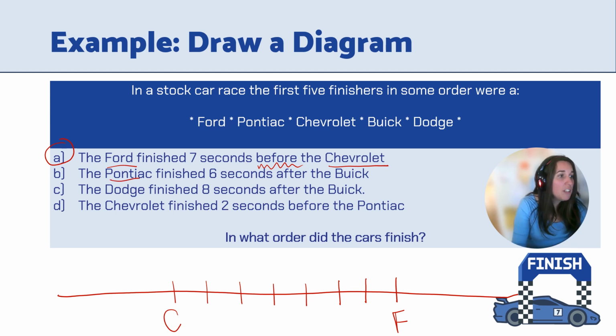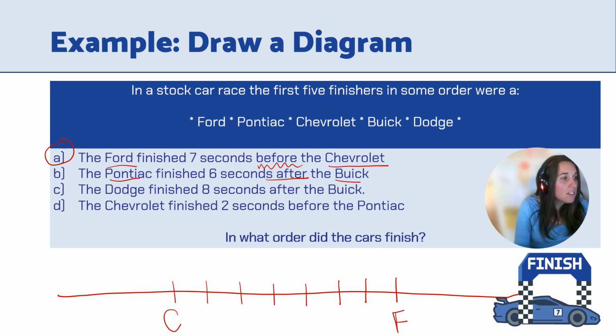The Pontiac finished 6 seconds after the Buick. Okay, so I have Pontiac and Buick here. If I look down at my diagram, I haven't actually plotted Pontiac or Buick on my number line, so I can't work with this clue yet. So I'm just going to skip it, and I'm going to go on down to the next clue to see if it's a bit more helpful.